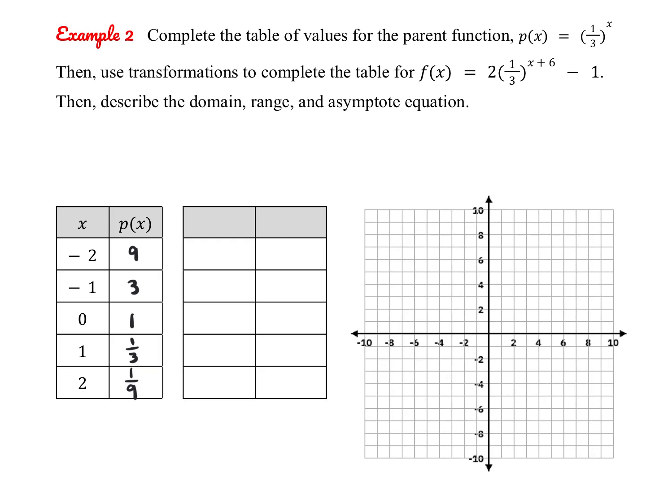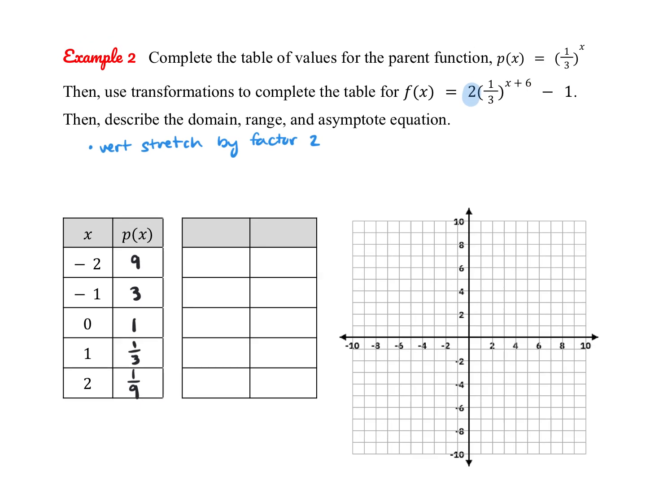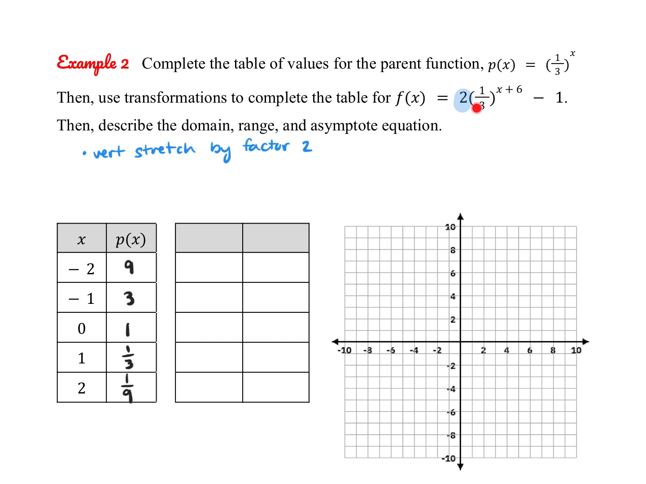And then for my rules, I can see that we have a vertical stretch by a factor of 2. And that's that 2 out front. Notice that it's 2 times my base. And I'm not going to multiply those together because my base is being raised to this exponent. The base is simply part of the parent function, so that's not changing, and that would not be any type of transformation.